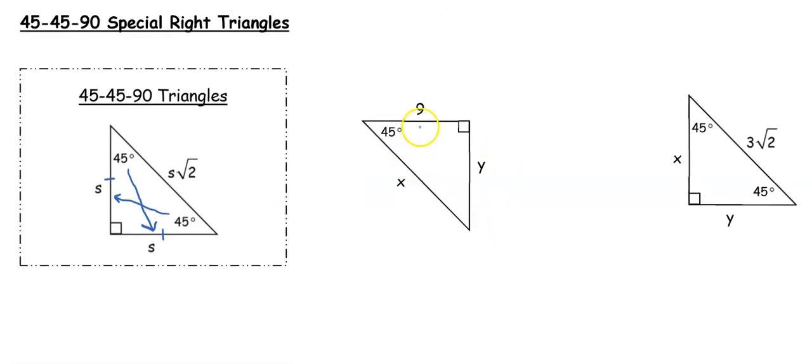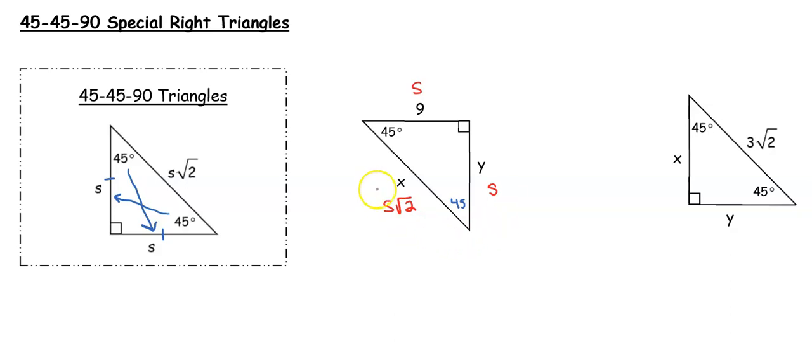So when I look at the first example here, I see this is 45. That means that this is 45. Across from the 45, I'm going to label that as S. Across from 45, I'm going to label that as S. And across from the 90, I'm going to label that as S root 2.